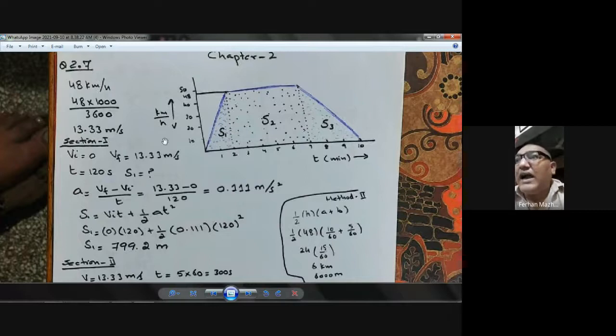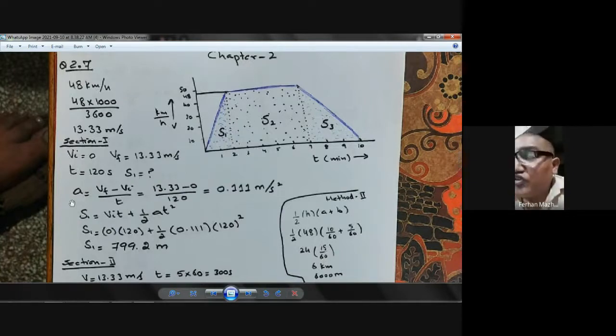Now, I'm going to apply the equation of motion on this first portion. The initial velocity in this portion is 0. The final velocity is 48 kilometer per hour, which in meter per second is 13.33. The time taken for this first portion is 2 minutes, but I will not take the time in minutes. I will convert it into seconds. In 1 minute there are 60 seconds, so 2 minutes means 120 seconds. The main question is what is the distance traveled?